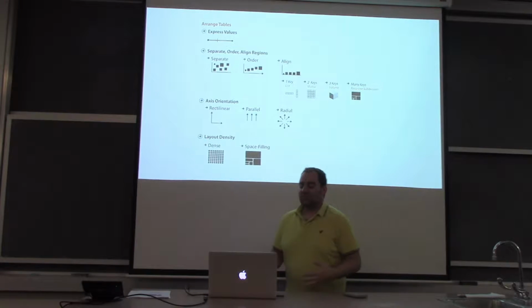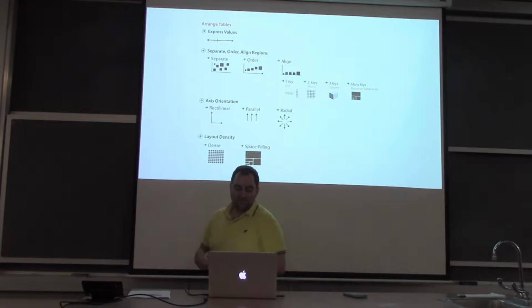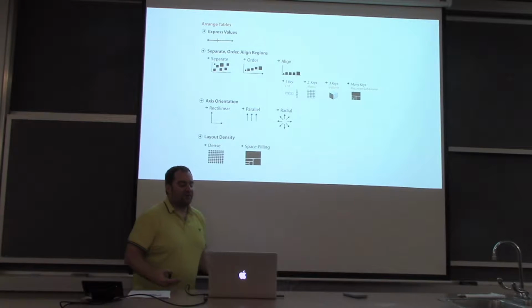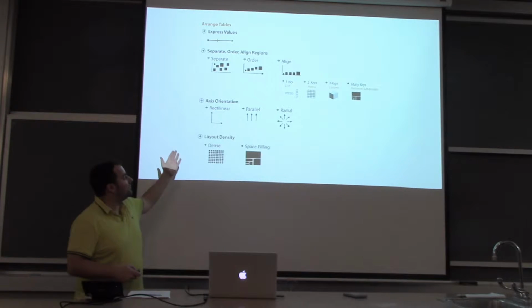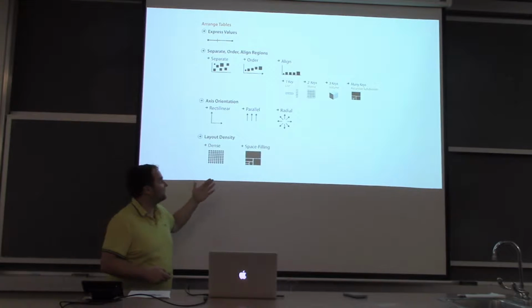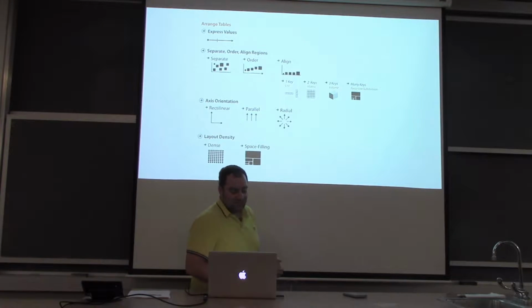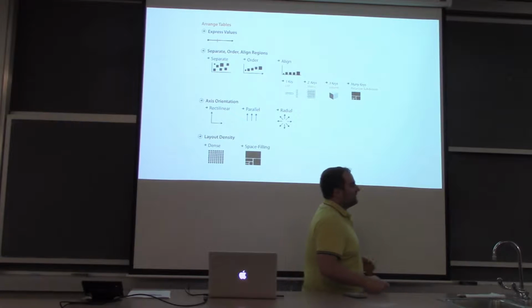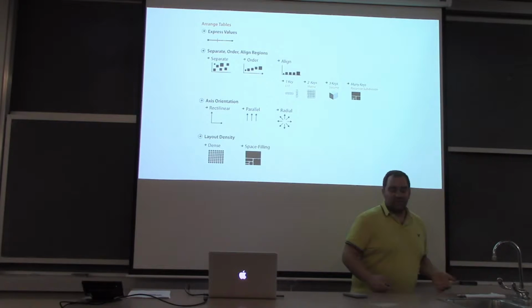Then a key way of arranging tables is choosing your axis orientation. There's rectilinear orientation, there's parallel orientation, and radial orientation. And then we'll talk about layout density, where we have either dense or space-filling layouts.